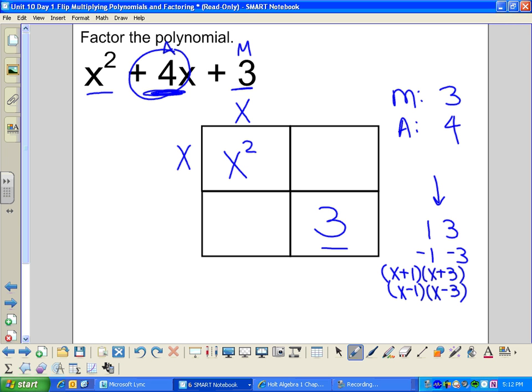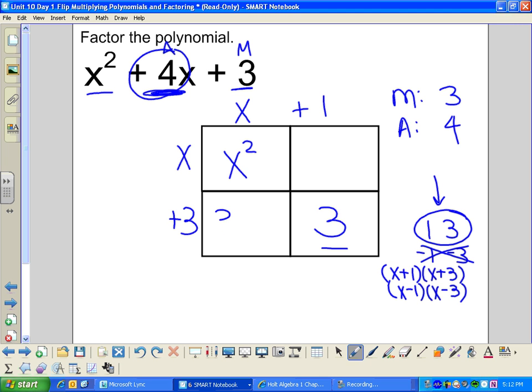Okay. So let's see, 1 plus 3 gives me 4. And negative 1 plus negative 3 gives me negative 4, so it can't be that one. It's got to be this one. Let's try it. So that means one of these will be plus 1, and one of these will be plus 3. Let's see if that works.